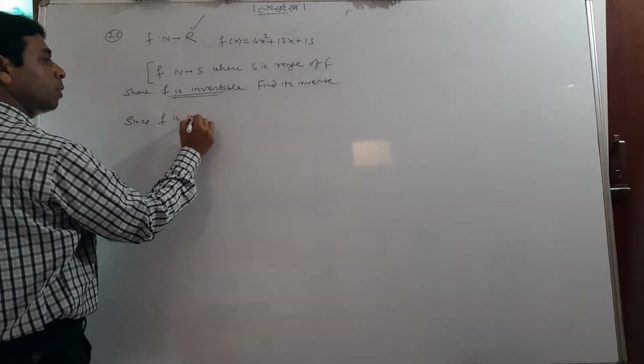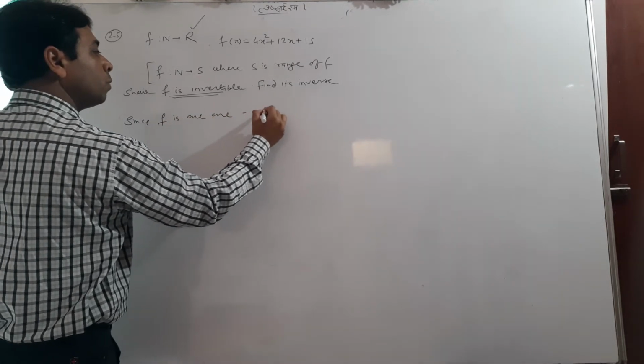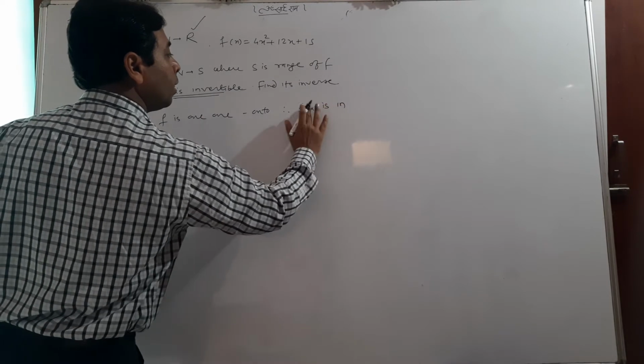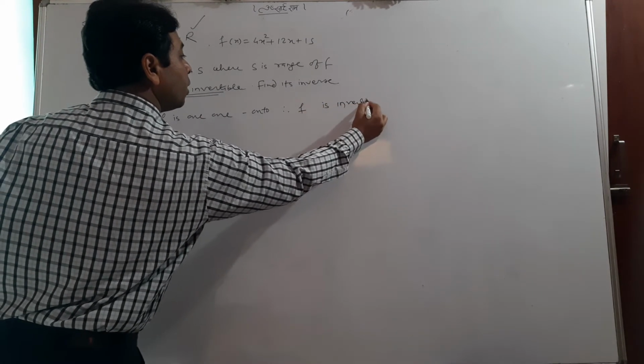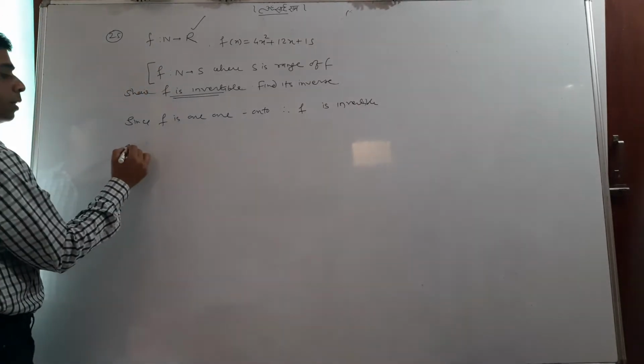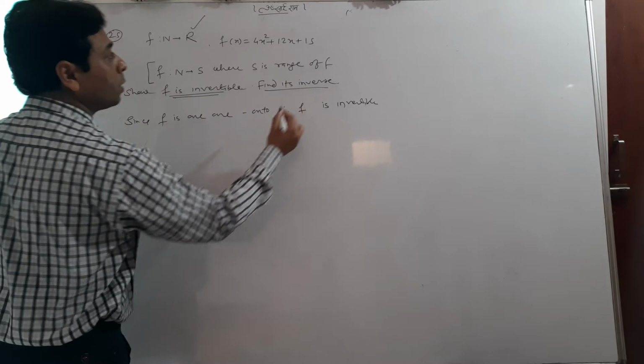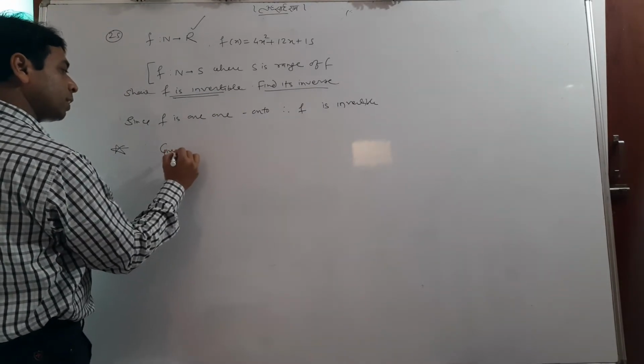Since the function is one-one and onto, f is invertible. Now the question lies in how to find its inverse. The question says find its inverse. So okay, I would say something.